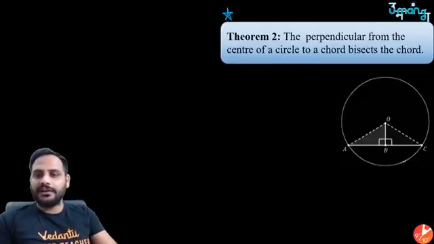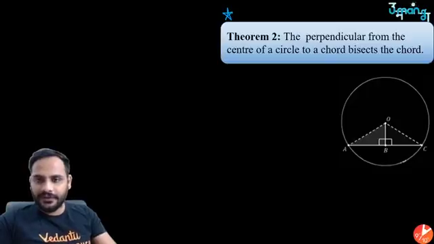The perpendicular from the center of a circle to a chord bisects the chord. Simple thing. If we draw a perpendicular from the center of a circle to a chord, it will bisect the chord.